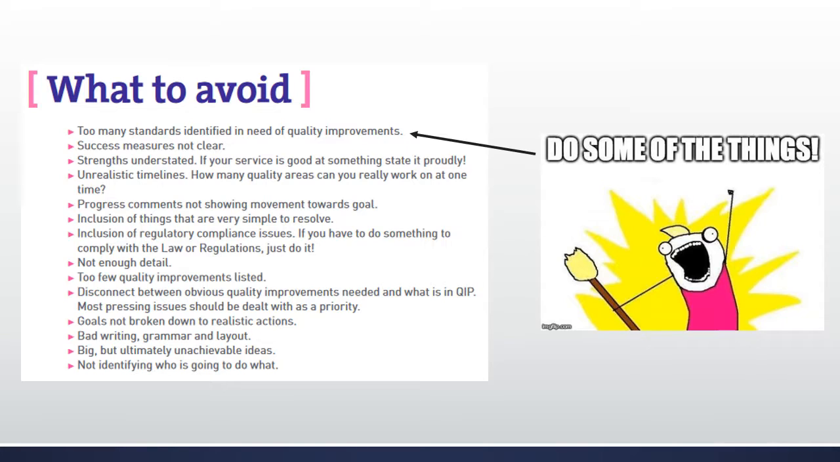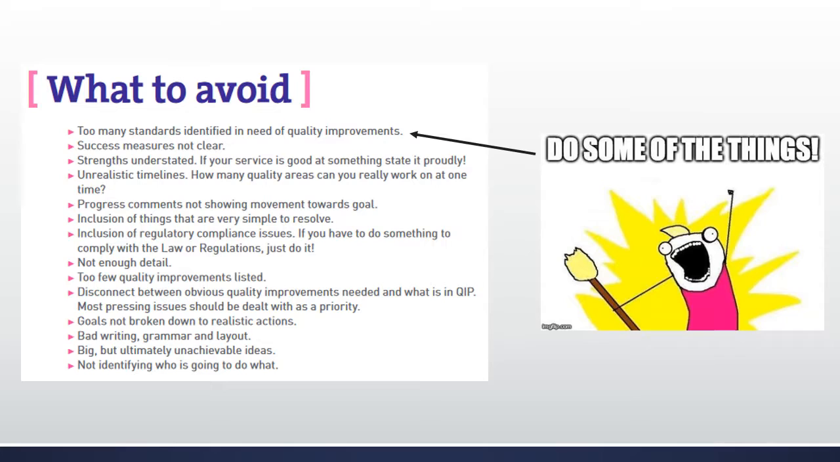Inclusion of things that are very simple to resolve, and that's something we discussed before. Inclusion of regulatory compliance issues, again we discussed it already. Not enough detail, too few quality improvements listed. This is where the Einsteins went, I'm just going to list a couple. And you know, kudos to them, that's quite smart. If there's a way of doing the regulations and doing it in the easiest way possible, I am all for that, as long as it's quality.